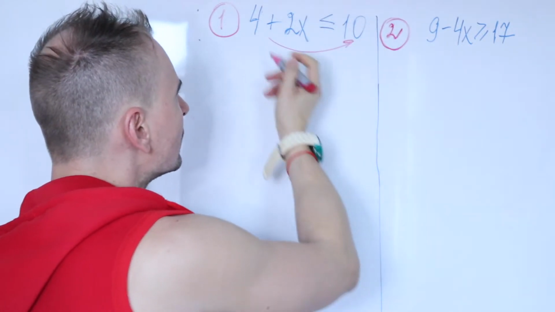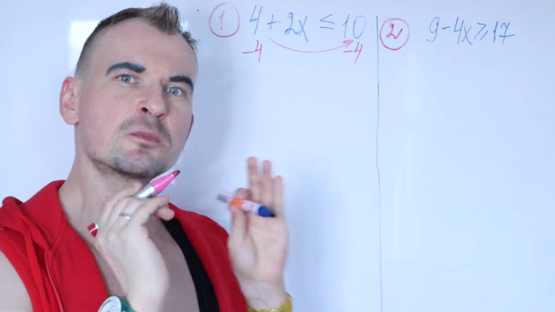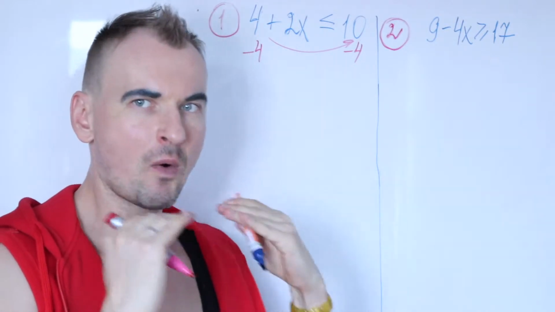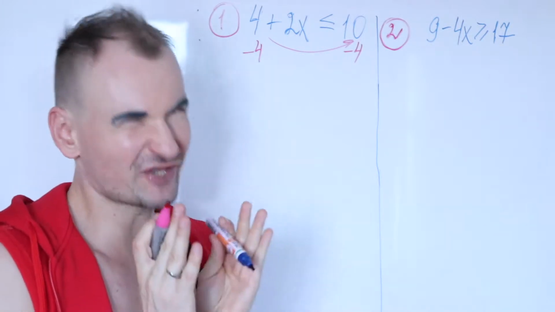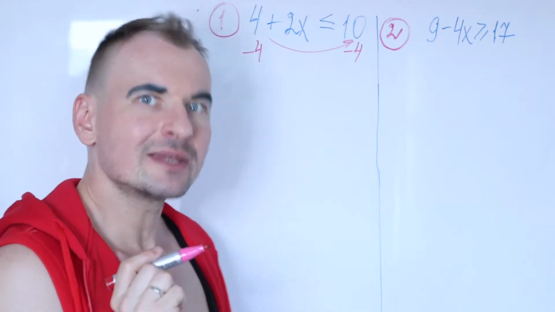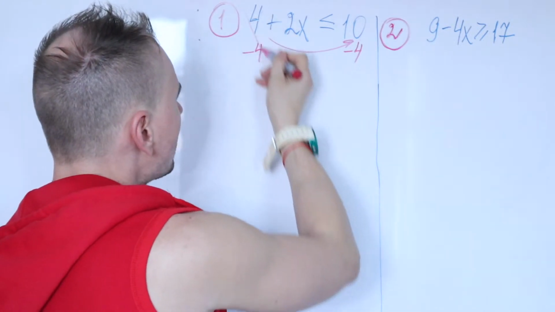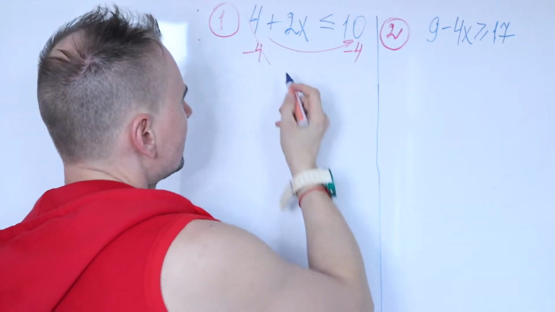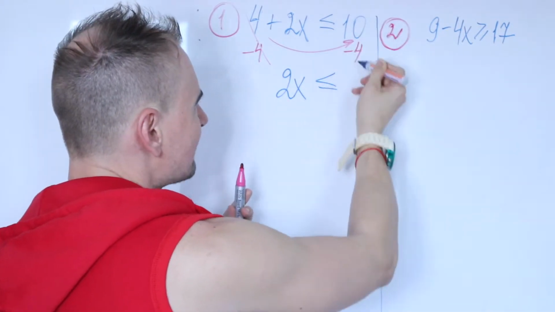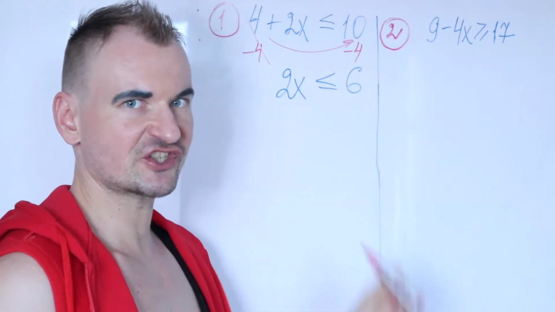You do that by subtracting 4 from both sides. You have to do it to both sides and keep it balanced, so you don't change the overall value of your inequality. These are basically the same rules as for normal linear equations. So the 4 goes away, and you end up with just 2x on the left side. And since 10 minus 4 gives you 6, you are left with just 6 on the right side.